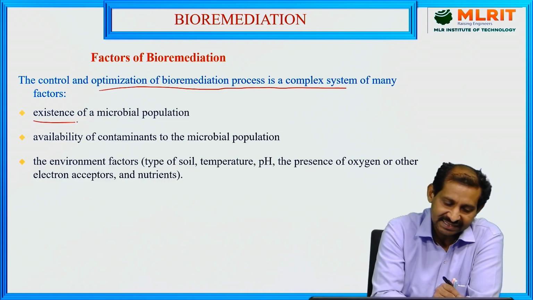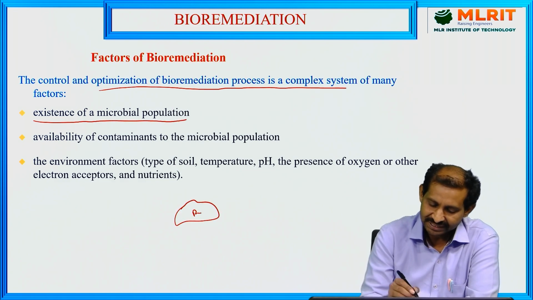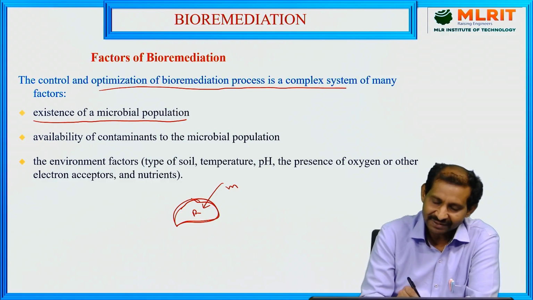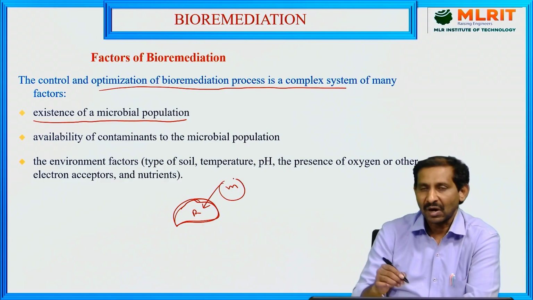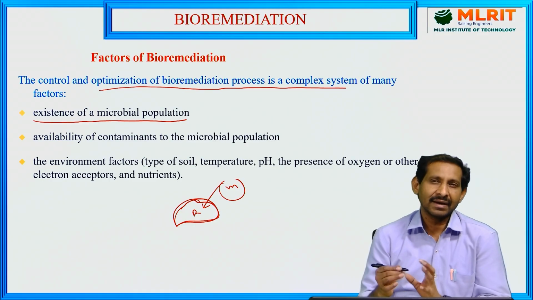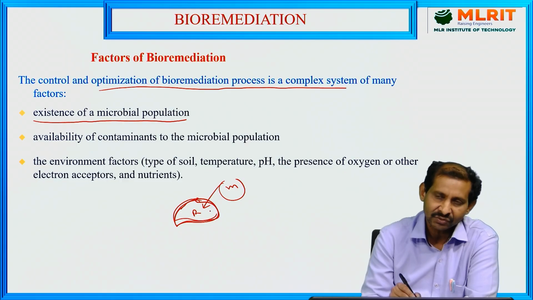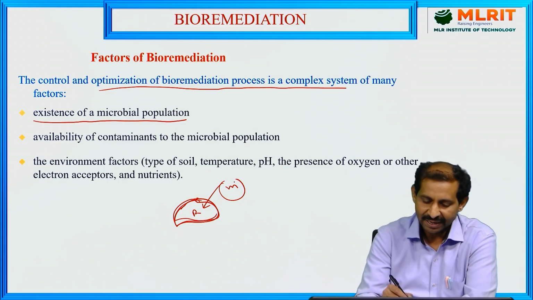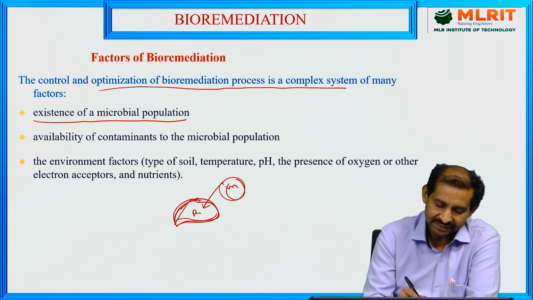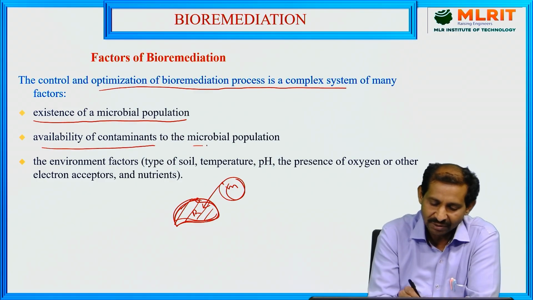The first is the existence of a microbial population. For example, there is a pollutant and we add microbes or microorganisms to it. In that area, the microbial system must exist or not. That is the first point. If it does not exist, we cannot remove the contaminants from that site. So a microbial population must exist and grow in that area, and only then will the contaminants be easily removed from the site. The second is the availability of contaminants to the microbial population.